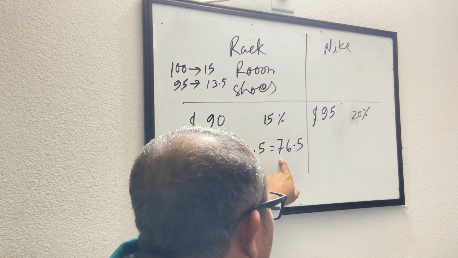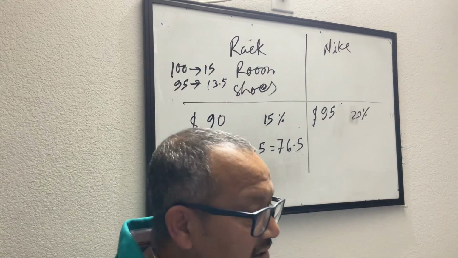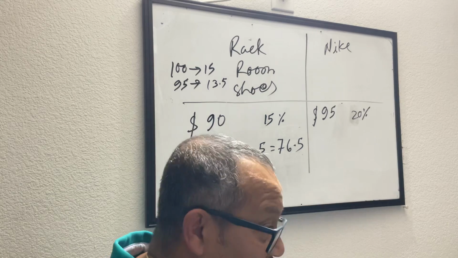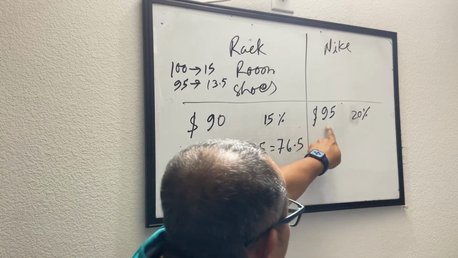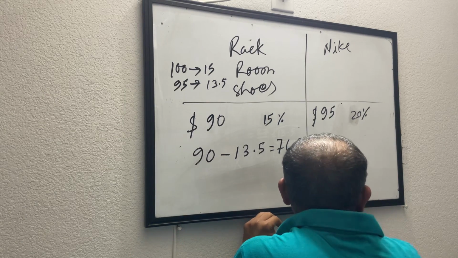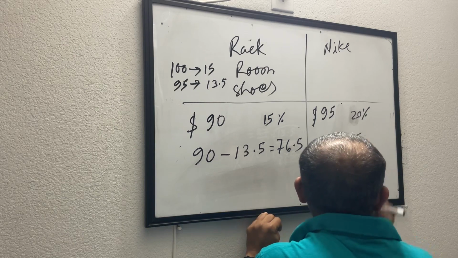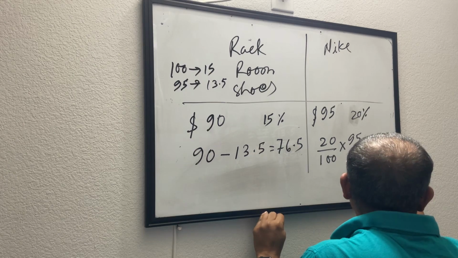That is what I was talking about. How much is the money? Because this percentage is just a relative term. I cannot say 15% is 15 or 15% is 17. I have to calculate. Now, here I am getting a 20% discount, meaning 20% of 95. That is 20 into 95.